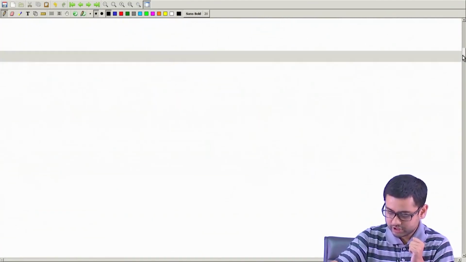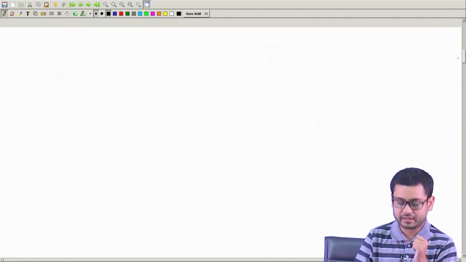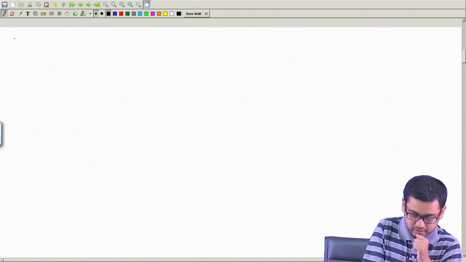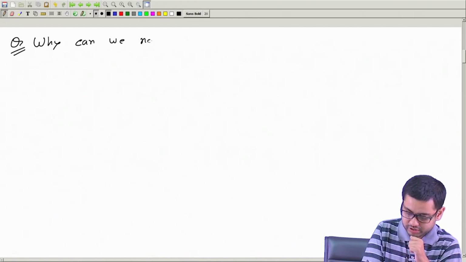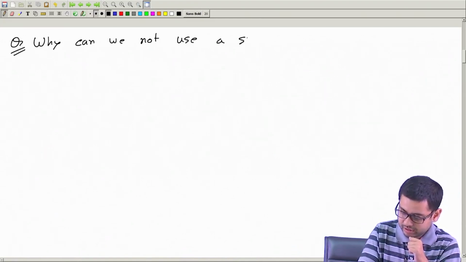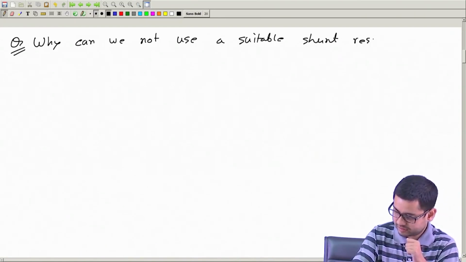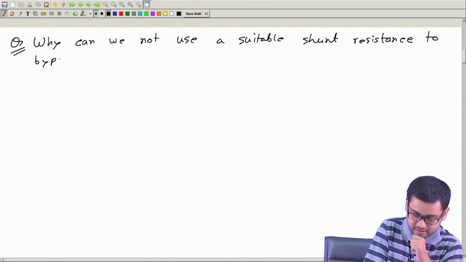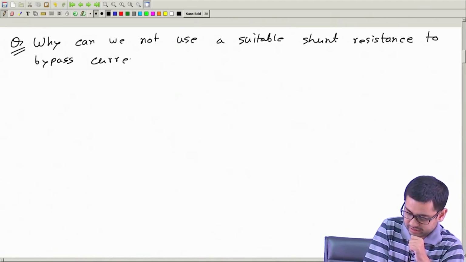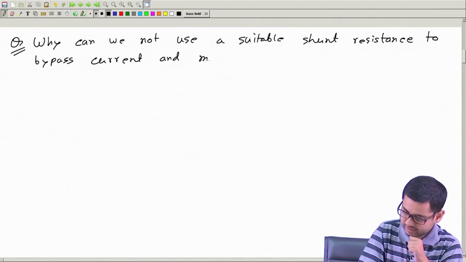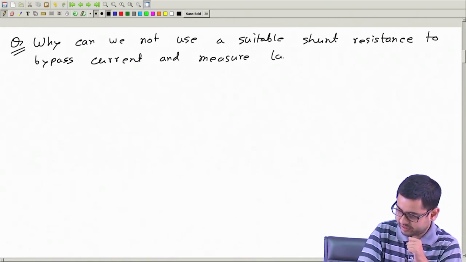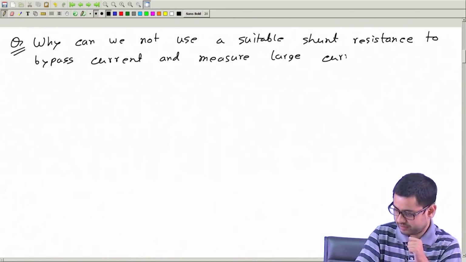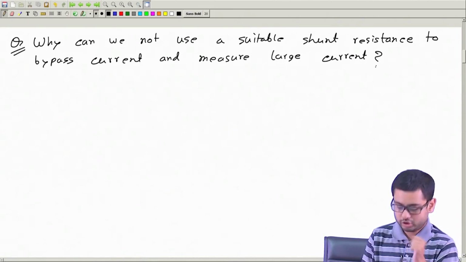But before that, you may ask a question: why can we not use a suitable shunt resistance to bypass current and measure a large current in this way? That is also a possible way.